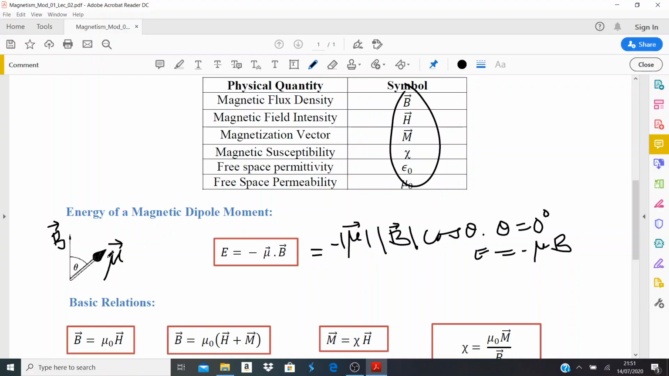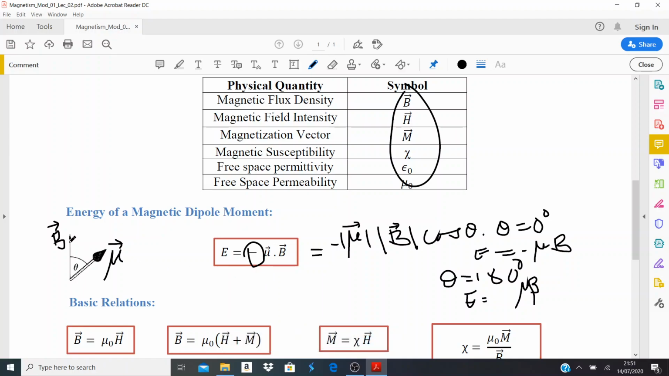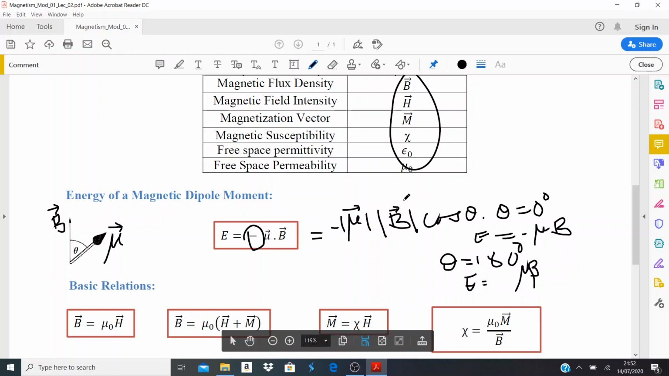But when the magnetic moment is anti-aligned, pointing opposite to the magnetic field, then theta is 180 degrees. So cos of 180 is minus 1. So in that case, the energy of the dipole moment is plus mu B, right? So this minus sign is ensuring that when the moment aligns with the magnetic field, we have a lower energy which is minus mu B, and when the moment is anti-aligned with the magnetic field, the energy is maximum, which is plus mu B. So that's the convention of the minus sign here.